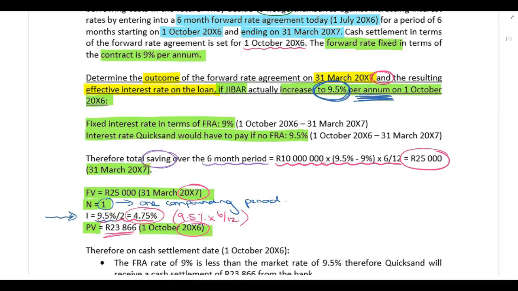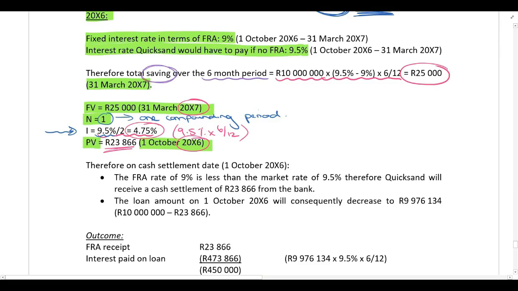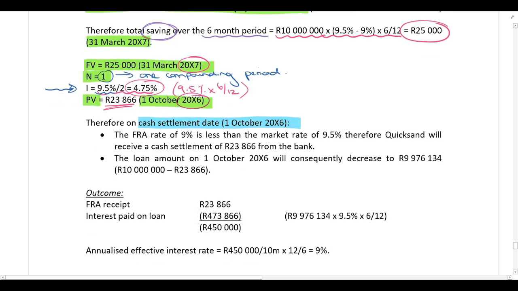So if we look at our solution, you can see on our cash settlement date on the 1st of October 20x6, because the forward rate is less than the market rate of 9.5%, Quicksand is going to receive a cash settlement of 23,866 from the bank. So that means they will not need to loan 10 million Rand from the bank anymore because they've already received 23,866. The net effect is they will only need to borrow that amount from the bank.